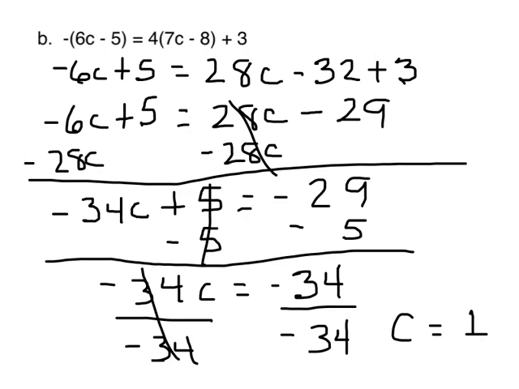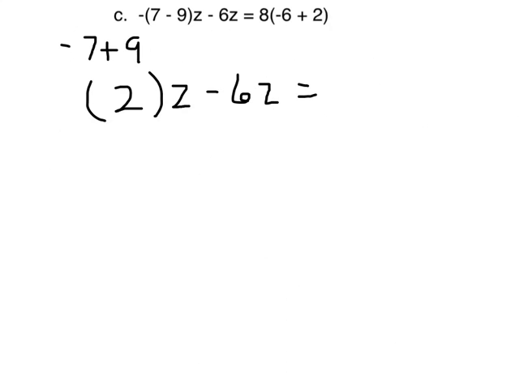Alright, last one. Alright, let's distribute this negative sign over both of these. Negative 7 plus 9 is, and then let's go ahead and solve that, is 2. That's what's in parentheses. And then the Z is going to multiply by that 2 minus 6Z equals, let's distribute this 8.